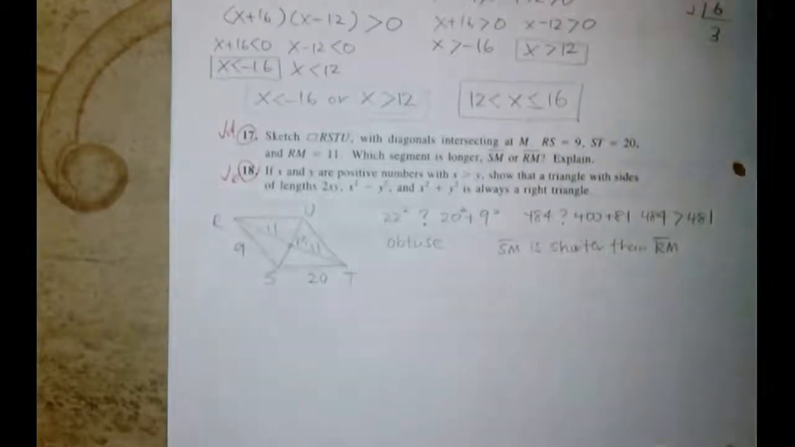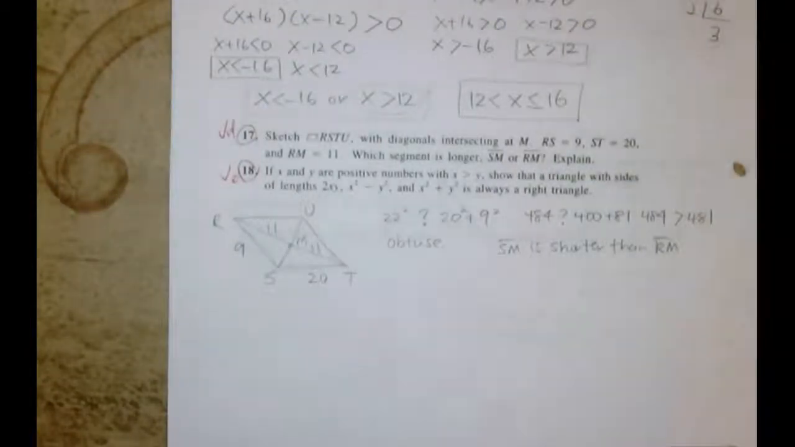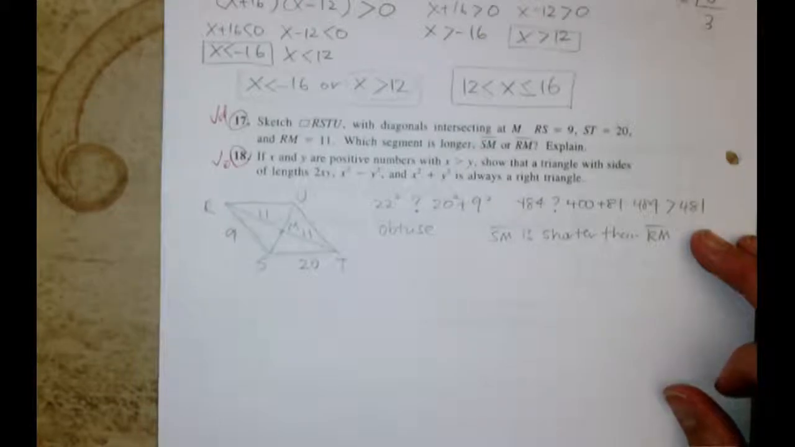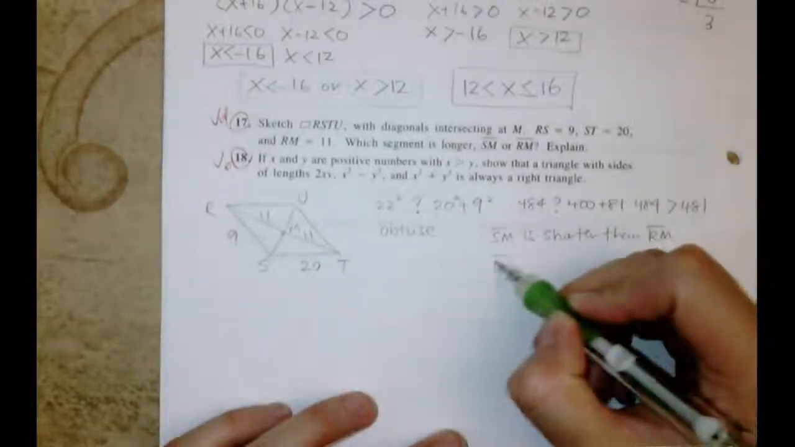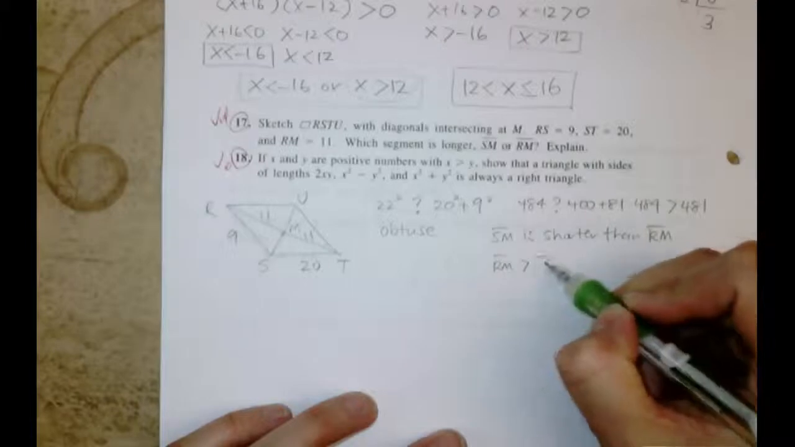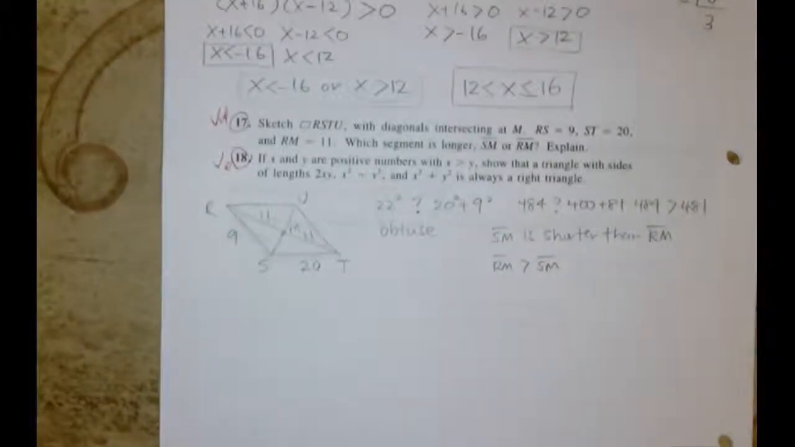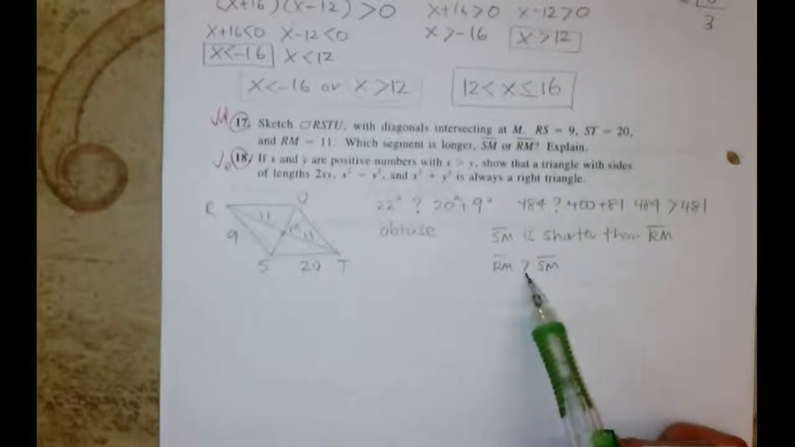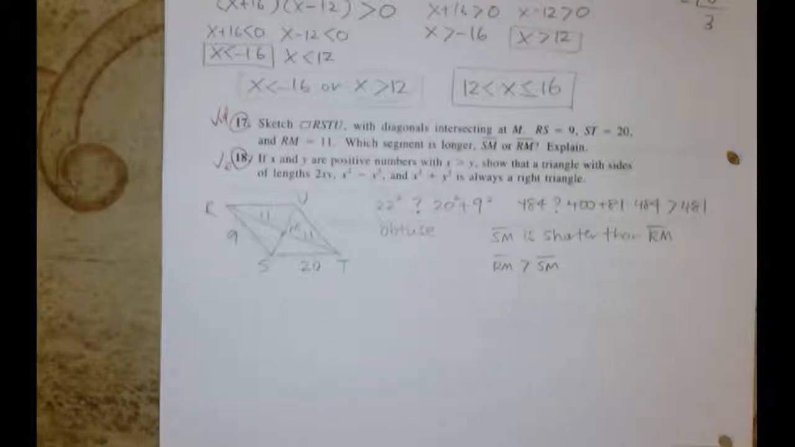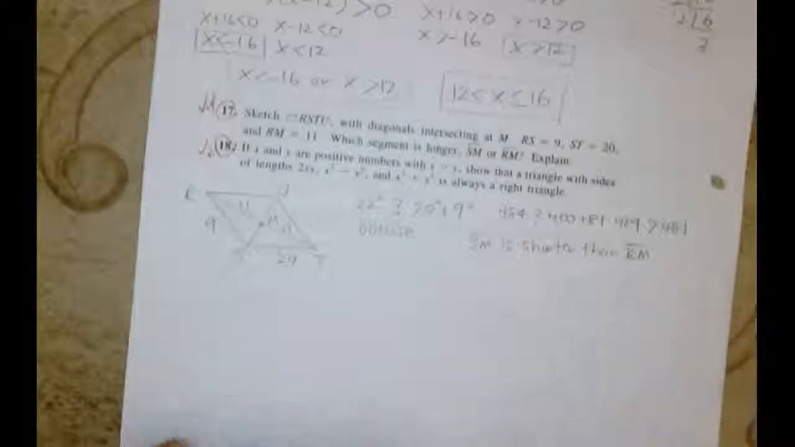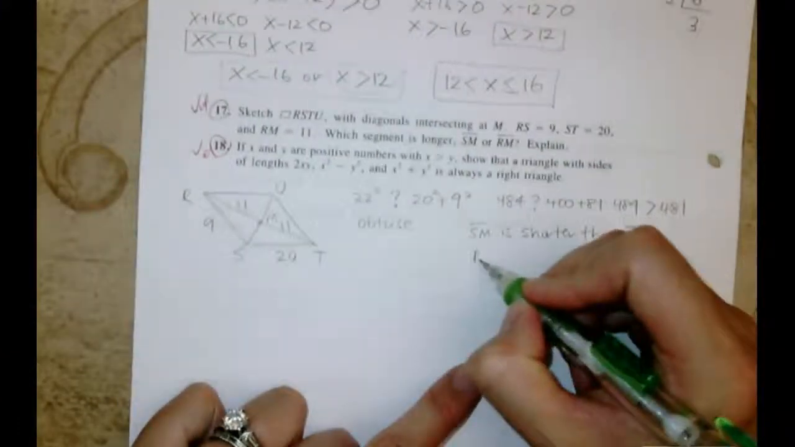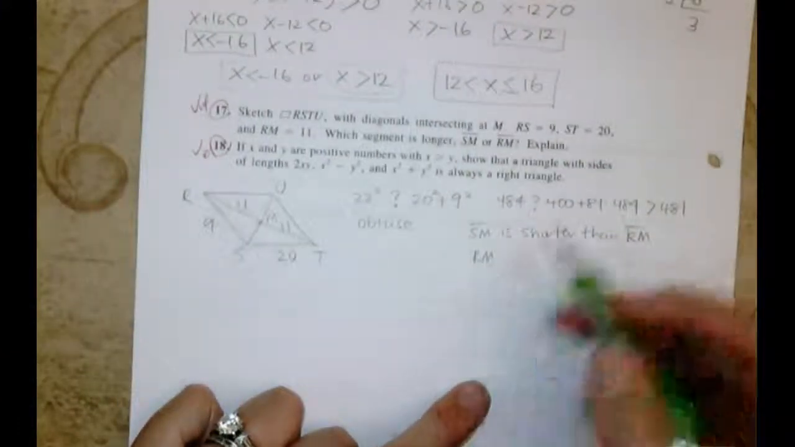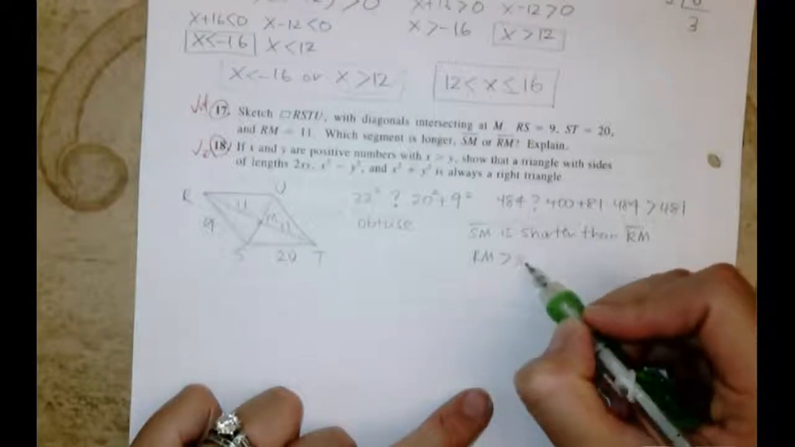Let me just double check. Now, when you write it this way, please don't do this, okay? What's wrong with that? The segment is not a length, so you cannot connect it with an equal sign or inequality. So this is incorrect. If you want to show it with an inequality, you have to say RM, the distance between R and M, is longer than SM.